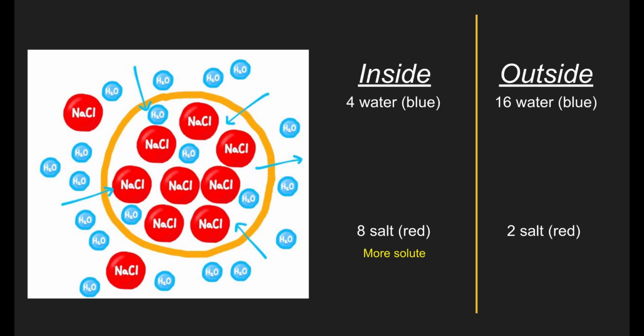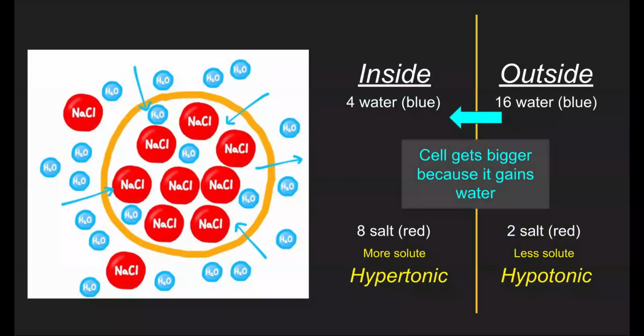So I have more solute inside the cell, less solute outside the cell. Wherever there's more solute, that is hypertonic. Wherever there's less solute, that side is hypotonic. So water always moves toward the area that's hypertonic, where you have more solute. So in this case, water is going to move from outside the cell to the inside of the cell, because water moves toward the side that's hypertonic. But if water moves inside the cell, then imagine that kind of like blowing up a balloon. The cell's going to get bigger and bigger and bigger until you reach equilibrium.